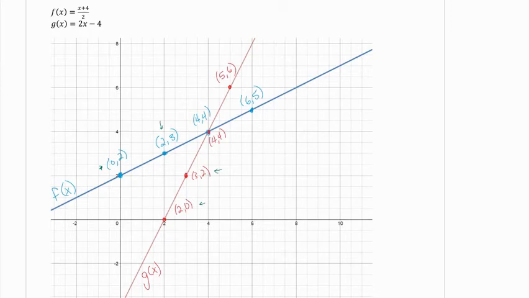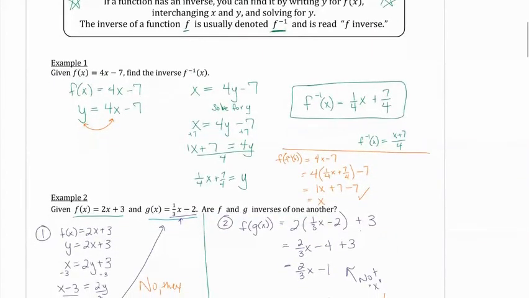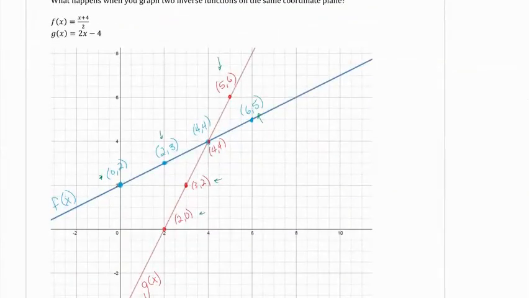4, 4 and 4, 4 are the same. And then 5, 6 and 6, 5. So see how in every point on the other function, on the inverse function, the x and the y value are switched. That's why up here when we find our inverse, we can do it that way, by switching the x and the y. Okay? So on a graph, you'll always see the x and the y points switch places.